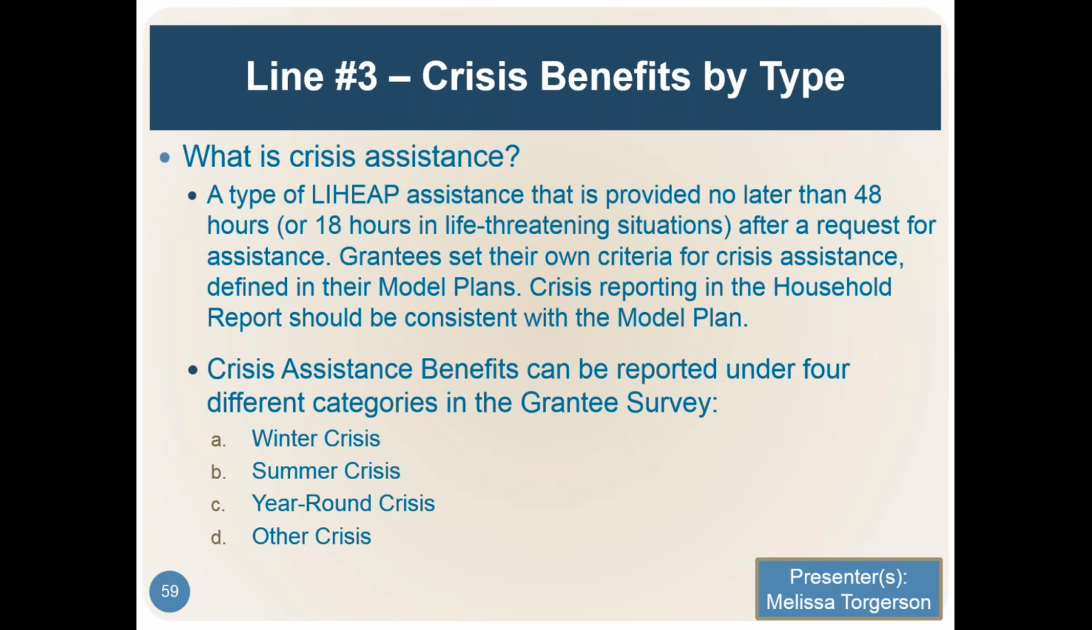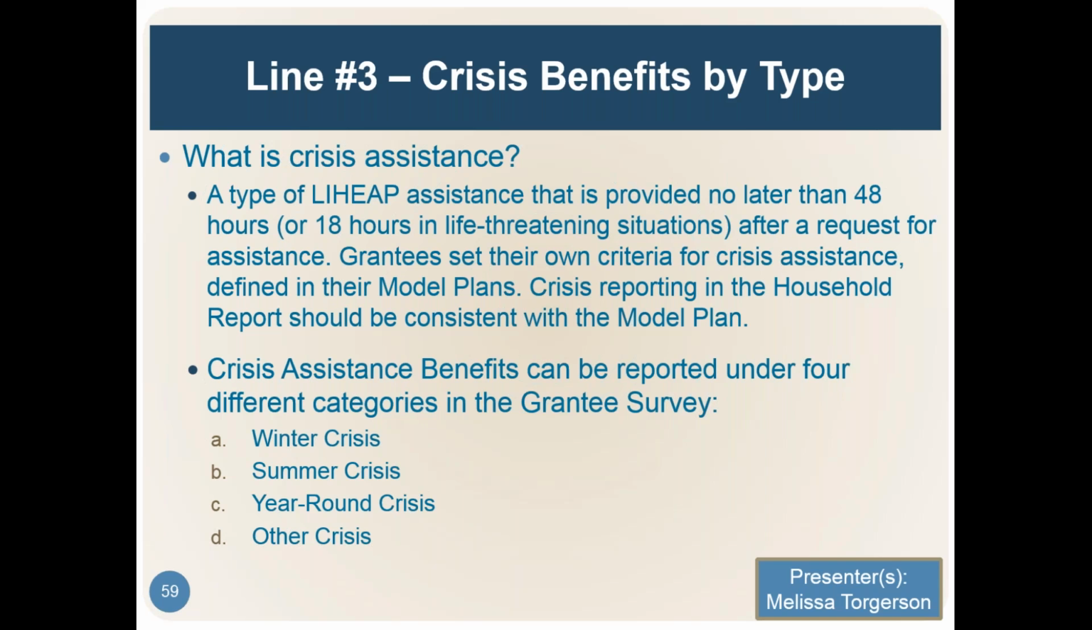So crisis assistance is defined in the statute as assistance that's provided no later than 48 hours, or 18 hours in life-threatening situations, after a request for assistance. And you set your own criteria for crisis assistance, and it's in your model plan. And crisis reporting in the household report should be consistent with the model plan.